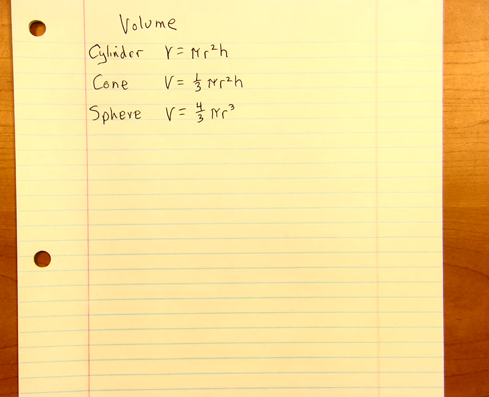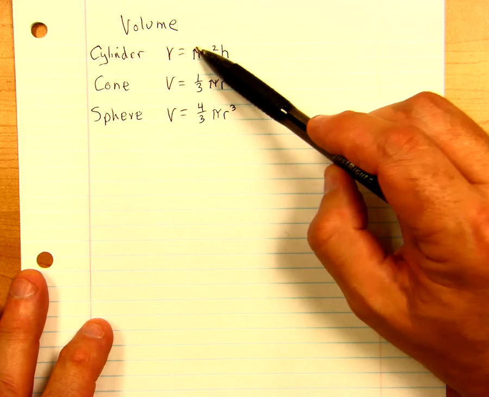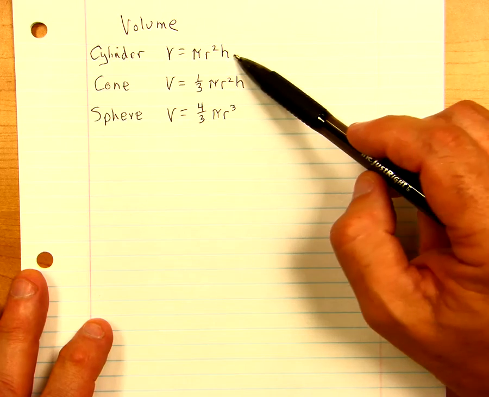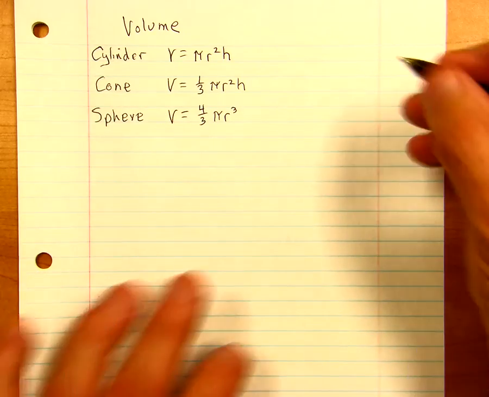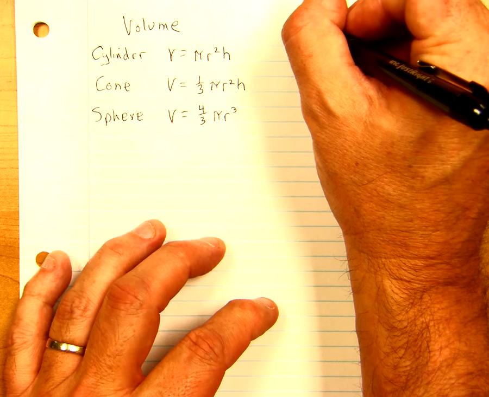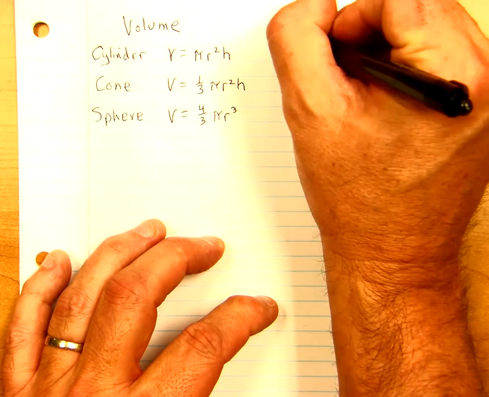Alrighty, so these are the formulas that need to be memorized for your FSA. Volume equals pi r squared h for a cylinder. Let's go ahead and draw a cylinder. Let me show you how to draw one here. Okay? You draw an oval.